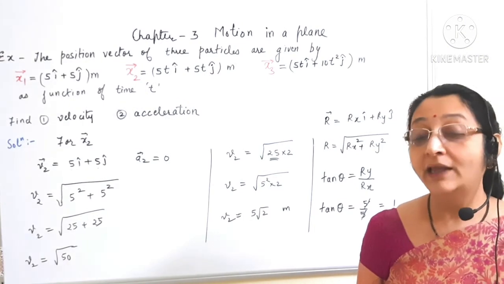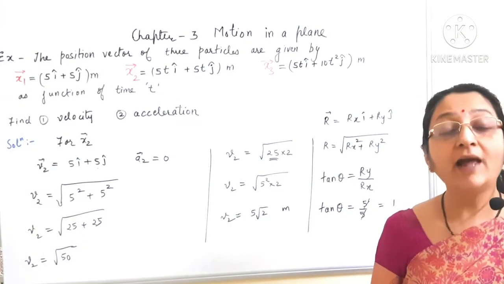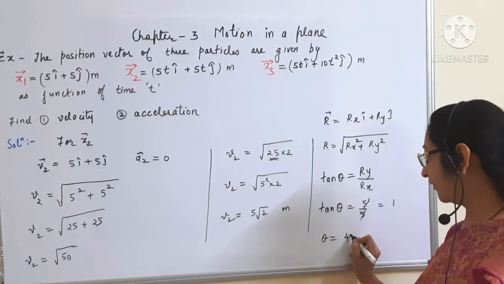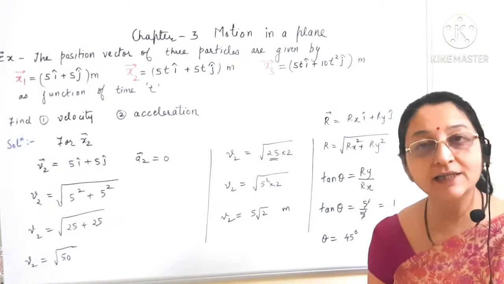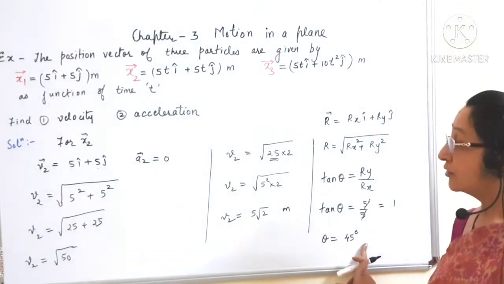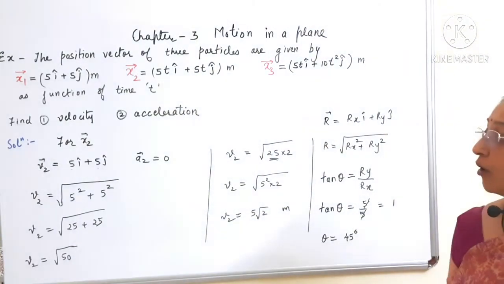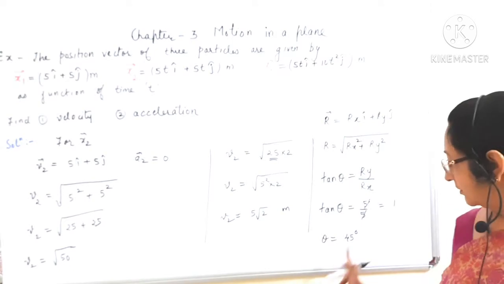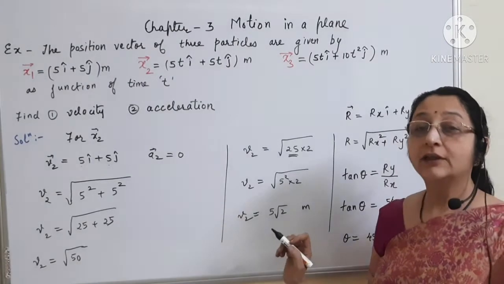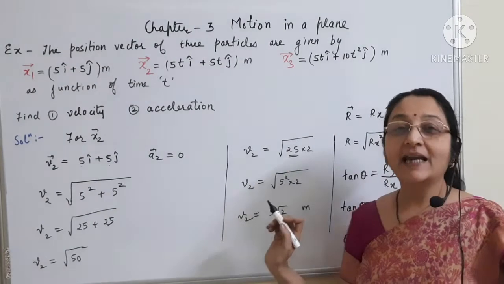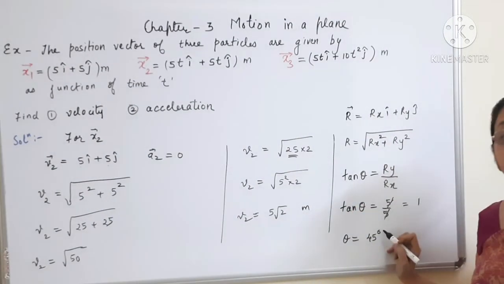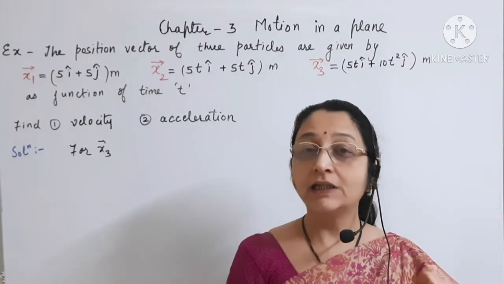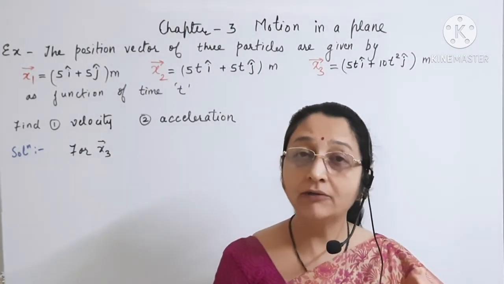कोणाचा tan, कोणत्या अँगलचा tangent 1 आहे, कोणत्या अँगलचा tan theta 1 आहे. So we know that theta is 45 degree because tan of 45 is 1. So the direction of the velocity vector with respect to the x direction is 45 degree. So the velocity vector V2 makes an angle 45 degrees with the horizontal. So now we go for the velocity and acceleration for the third vector.